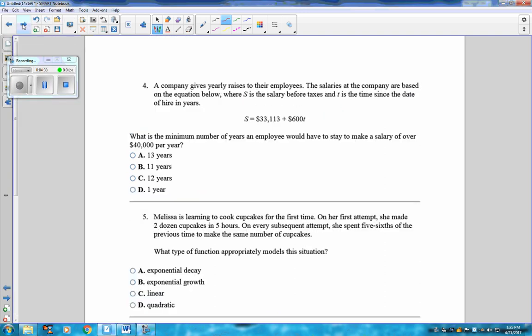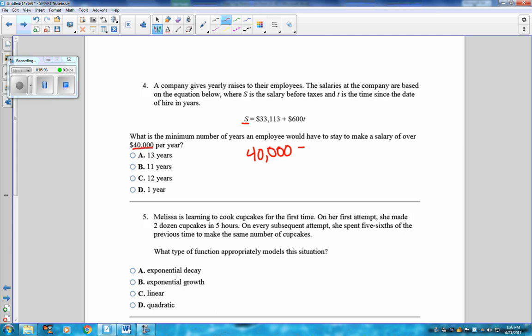Problem 4 says, a company gives yearly raises to their employees. The salaries at the company are based on the equation below, where S is the salary before taxes and T is the time since the date of hire in years. What is the minimum number of years an employee would have to stay to make over a salary of $400,000 per year? So S is the salary and T is the time. They're giving us our salary. So 400,000 represents S.